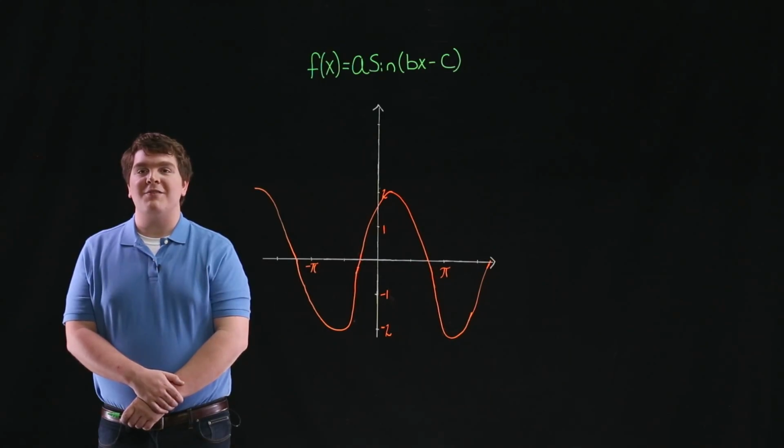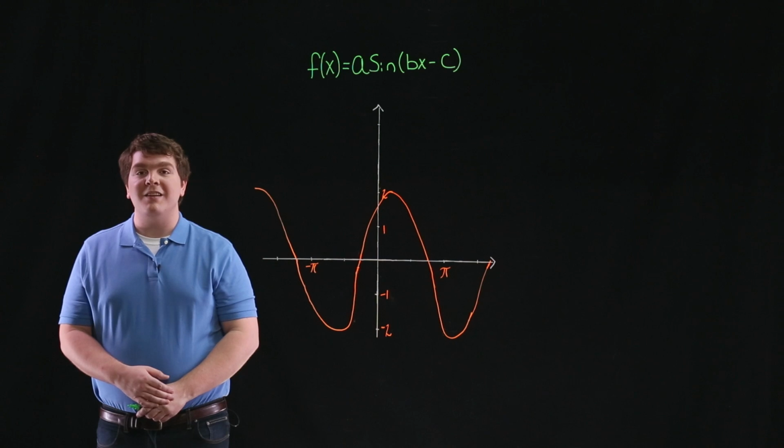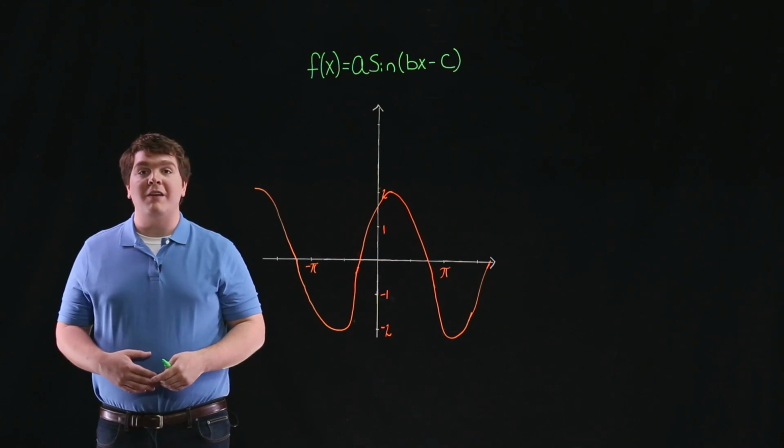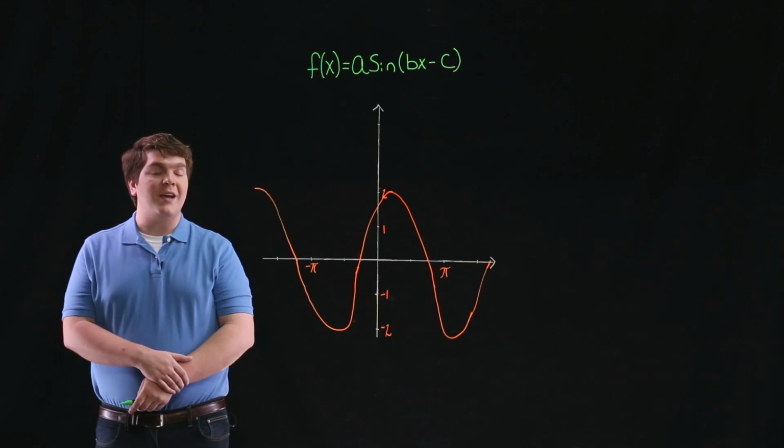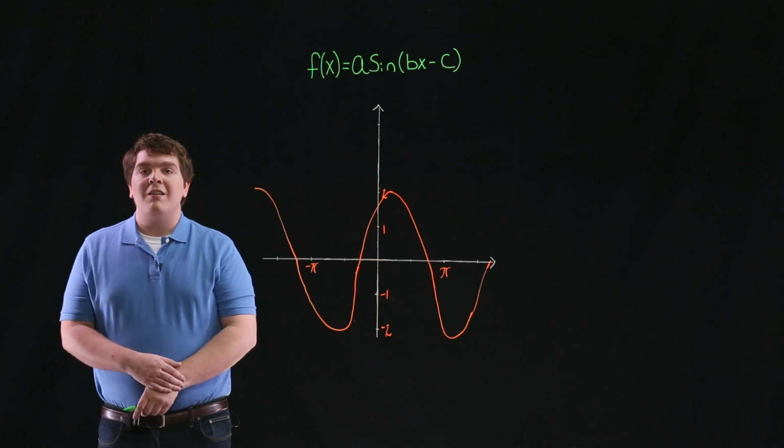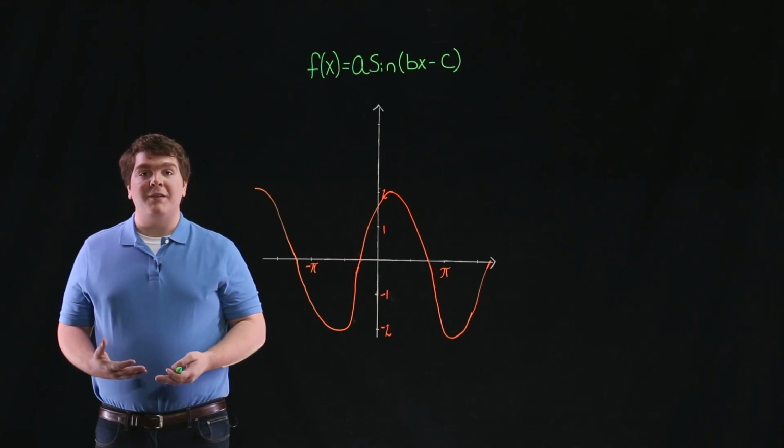For this problem, we're asked to find the values a, b, and c such that this is the graph of f of x equals a sine of bx minus c. Let's begin by finding the amplitude a.